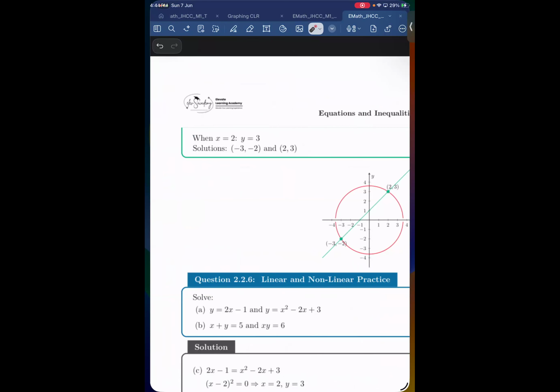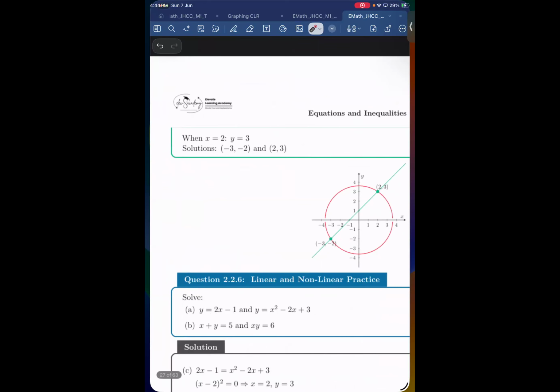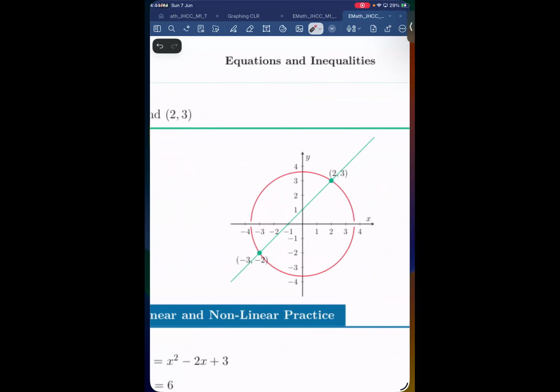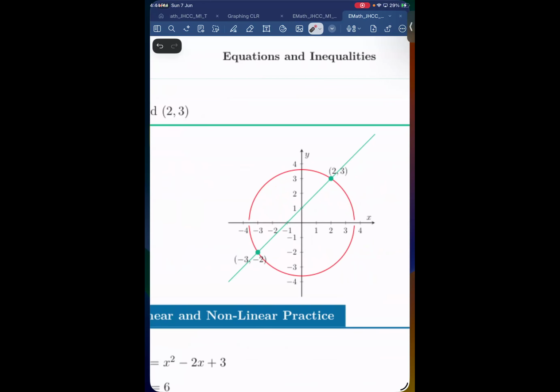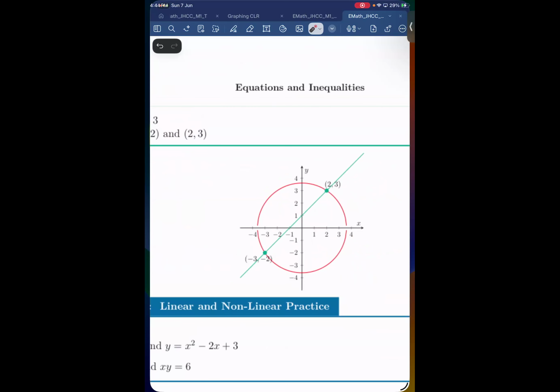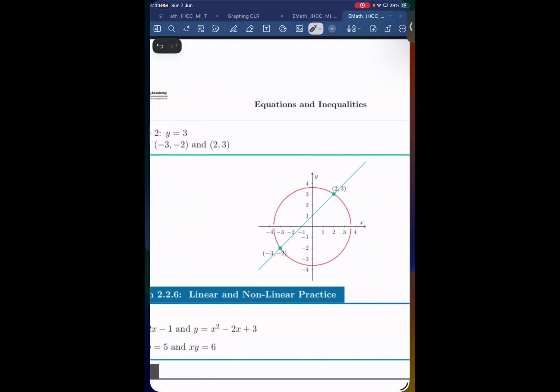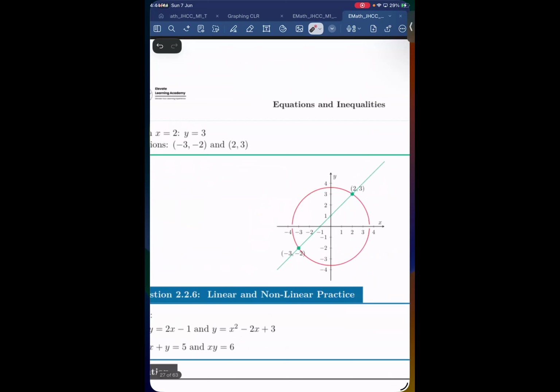So what does that look like when you draw it? Remember that for two lines, the solution is the point of intersection of the two lines. And as you can see, this is the case for a circle and a line as well.